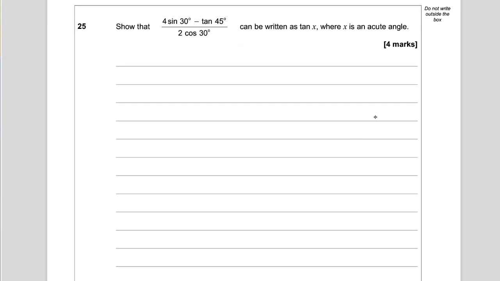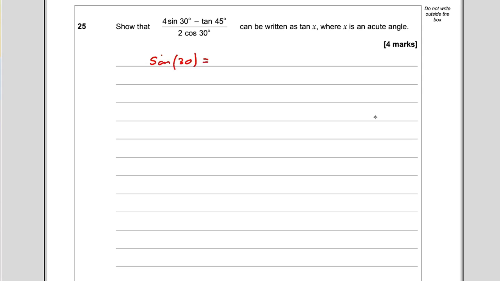Okay, show that (4 sine 30 minus tan 45) divided by (2 cos 30) can be written in the form tan x, where x is an acute angle. Okay, right, so first thing I'm going to do is write down sine 30, tan 45 and cos 30. I might need some other values later on in the question, but I'm going to stick with that.